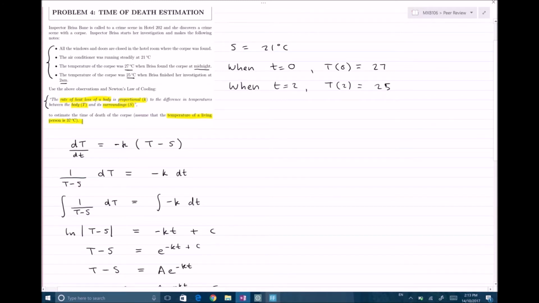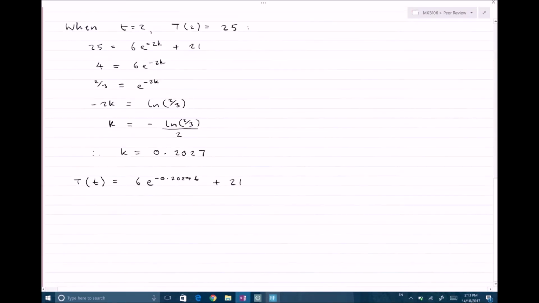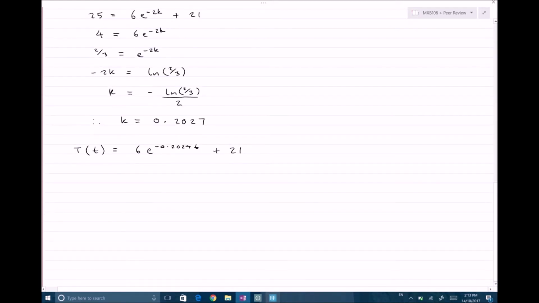We've also been told that we can assume that the temperature of a living person is 37 degrees Celsius. Now that we have our differential equation, we want to solve at what time that person died. We can assume that when the person dies, they're still going to be at 37 degrees Celsius. So we want to find when the temperature at some time is equal to 37, what time is that?